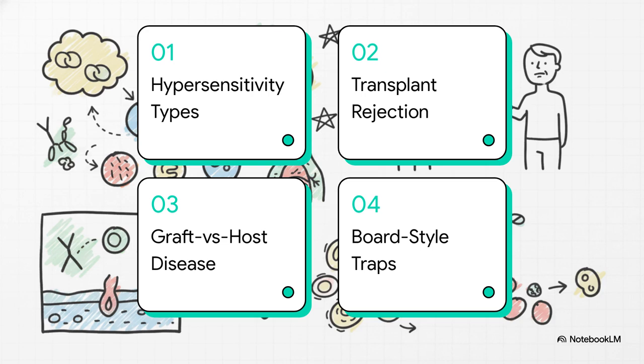Here is our strict roadmap for this explainer. First, the 4 hypersensitivity types. Second, transplant rejection mechanics. Third, graft versus host disease. And finally, we'll wrap up with board-style traps. We're moving linearly from pathophysiology to definitive timelines, ending with the exact traps test writers use to steal your points.